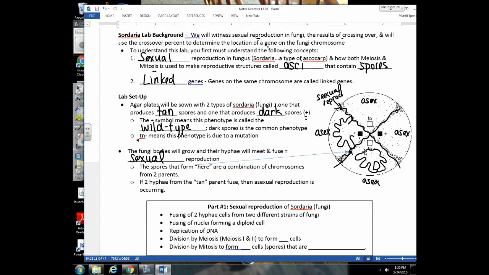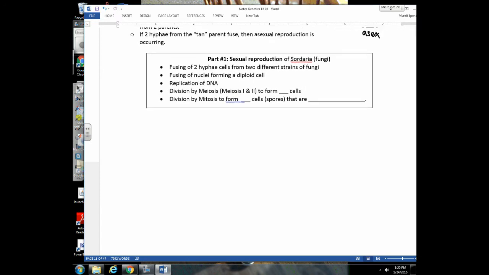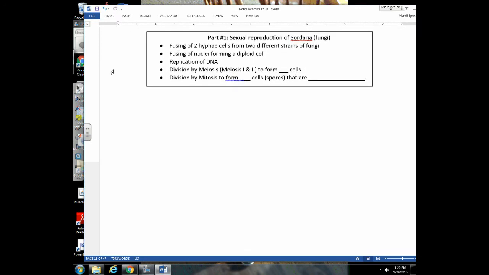So in the agar plate, it's really hard to kind of see what's going on there as the hyphae are fusing and how this is related to sexual reproduction. So we're going to draw it out here in the space below. So let's show hyphae from two different strains meeting. So again, they look like little fingers here.